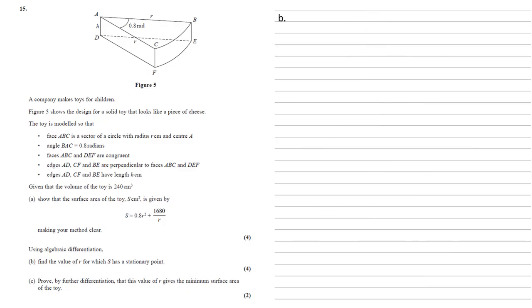For part B, we need to use algebraic differentiation to find the value of r for which s has a stationary point. So whenever we've got formulas and we're asked to find a stationary point, first thing we should think of is differentiation. We've got our formula for s, which is 0.8 r squared plus 1680 over r. We're going to differentiate this with respect to r. Now, just to make things easier, I like to write the fractions as r to the -1. Just makes our method for differentiating a little bit easier to see, but you don't have to if you don't want to.